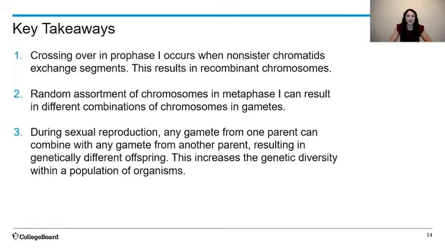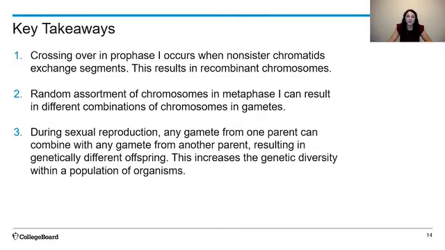Right, so what should we take away? Key takeaways are that crossing over occurs in prophase 1, and that's when non-sister chromatids exchange segments, and that results in recombinant chromosomes, and that recombining of the chromosomes gives us genetic variation.